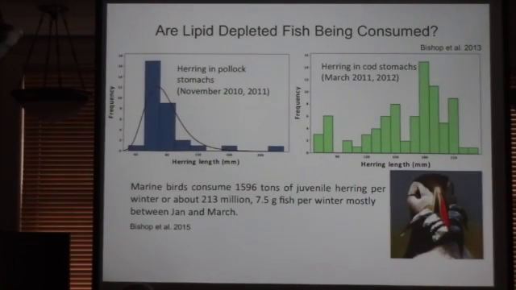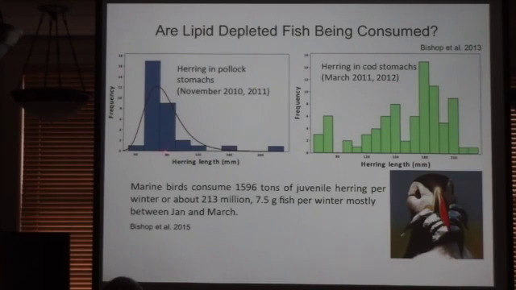signatures. So then this kind of brings us to the predation side of the story, and Mary Ann's done a lot of work on bird predation of juvenile herring, and actually what she calculated was that marine birds in the Sound are consuming 1,500 tons of juvenile herring per winter, or about 213 million fish, roughly, between January and March, which is a lot. We've also seen that groundfish might be playing a role as an important predator of herring.